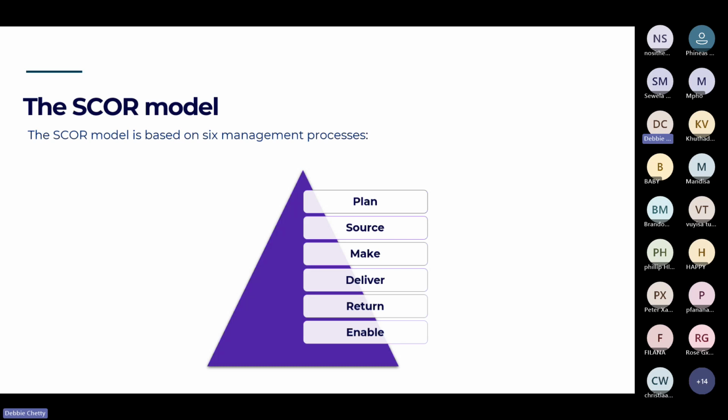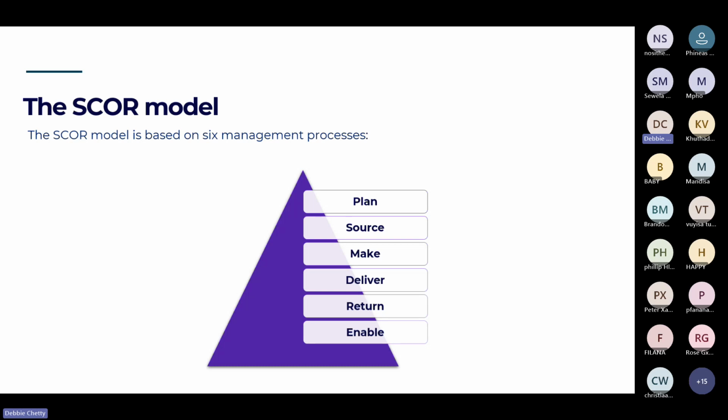Okay, you have plan, source, make, deliver, return, and of course, enable as well, right? So that's the SCORE model with the 6 management principles as well. Okay. So when we speak about plan, the planning process includes determining resources, requirements, and the chain of communication for a process to ensure it aligns with business goals.